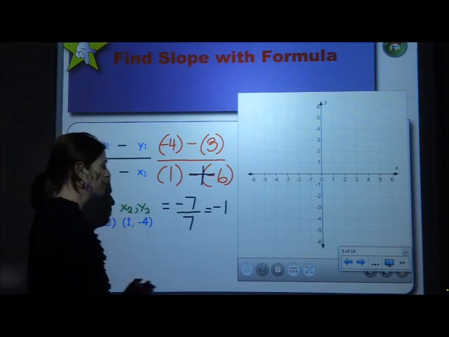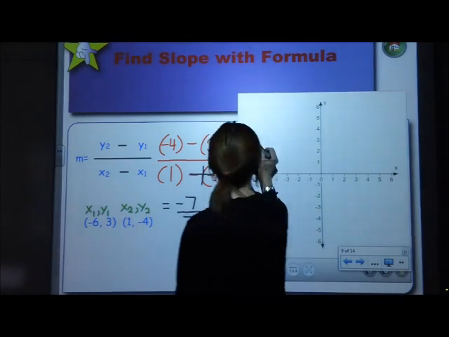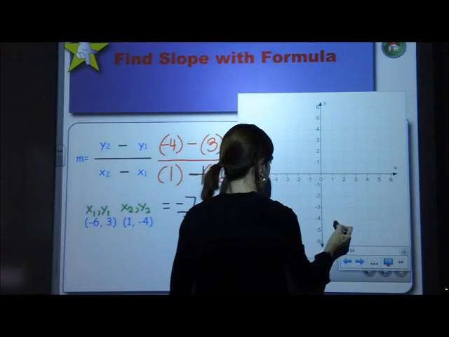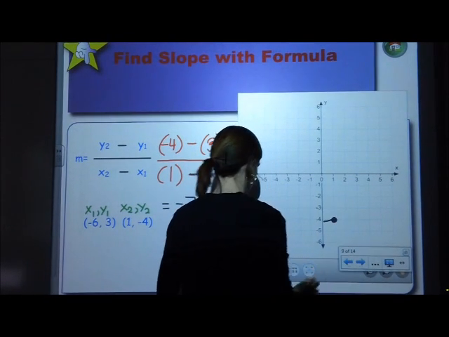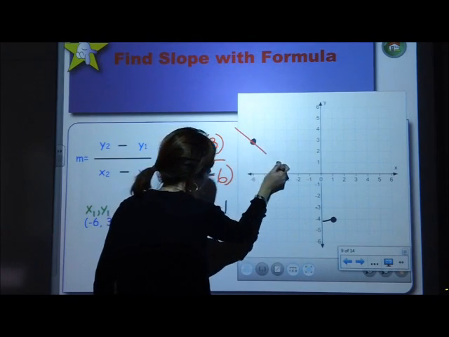All right, so I'm going to plot my points. -6, 3 right here, and 1, -4. Okay, and then I'm going to go ahead and draw my line.